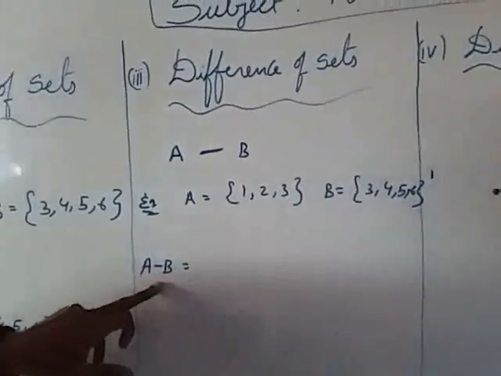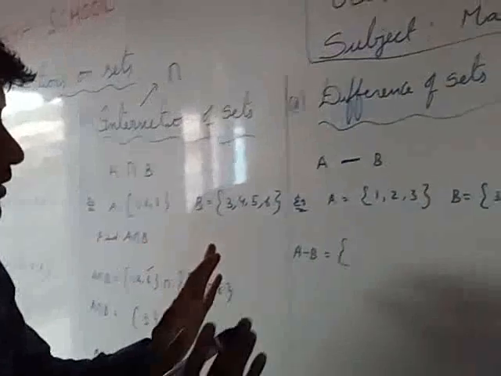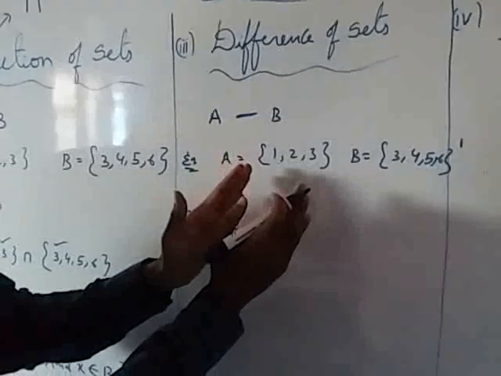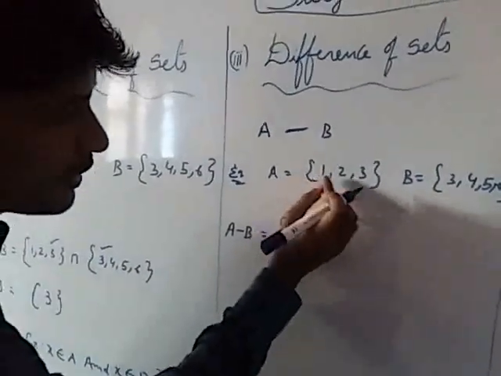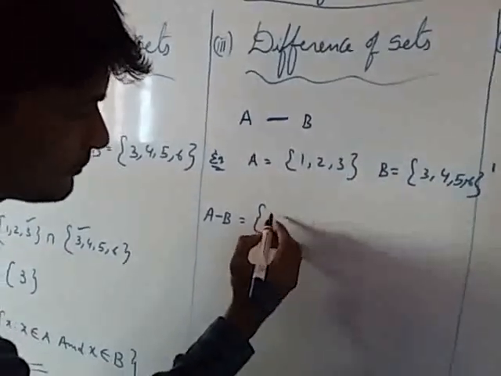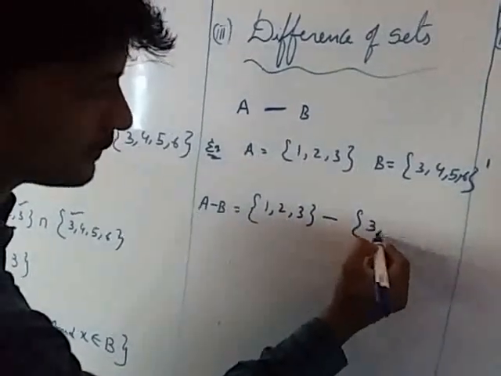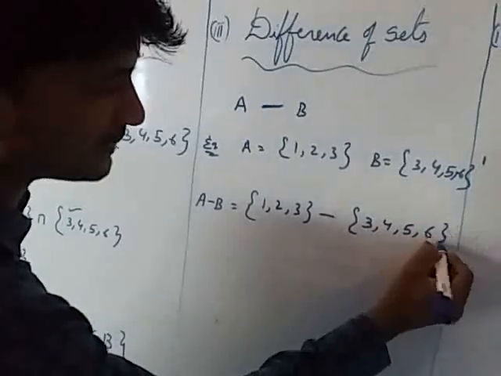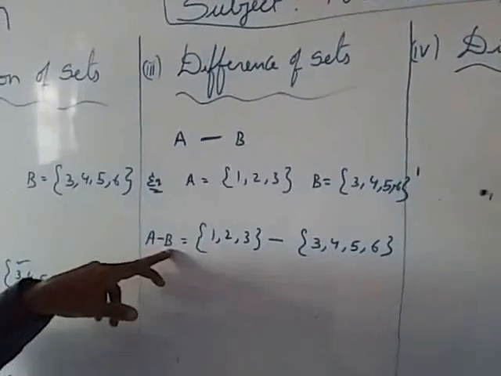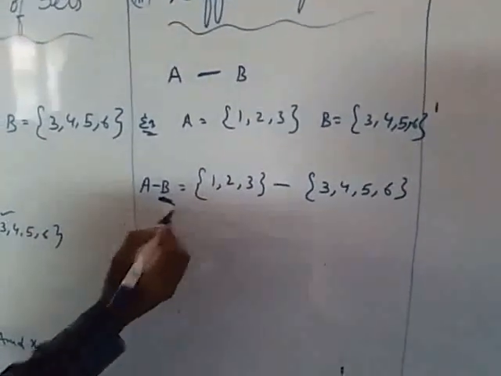According to the definition, A minus B means the set A contains 1, 2, 3 and the set B contains 3, 4, 5, 6. So first we write 1, 2, 3 minus 3, 4, 5, 6. A minus B consists of the elements that belong to set A but do not belong to set B. This is what we have to remember.